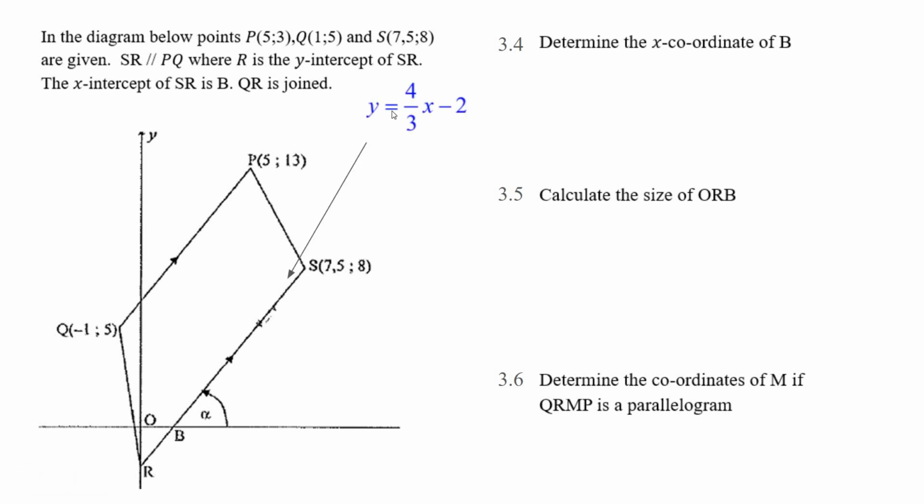Let's see what I did here. Yeah, there's the equation of this line. y equals 4 over 3 x minus 2. Now, if we want to find the x-intercept B, we just let y equal 0. So that's all we do.